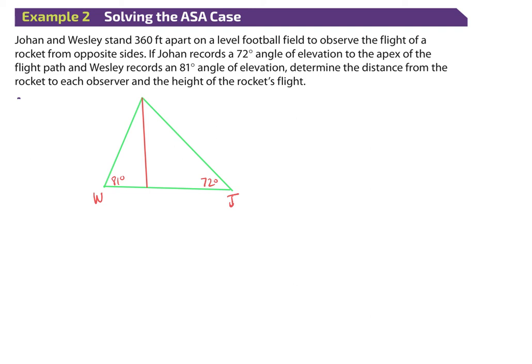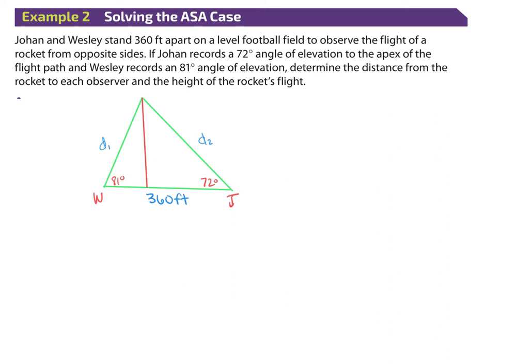The only side we know is how far apart they are. So we actually know this side length here because we know how far apart they're standing. All right. They want to know the distance to the two heights. And so this is my first distance. This is my second distance. You can label them W and J.